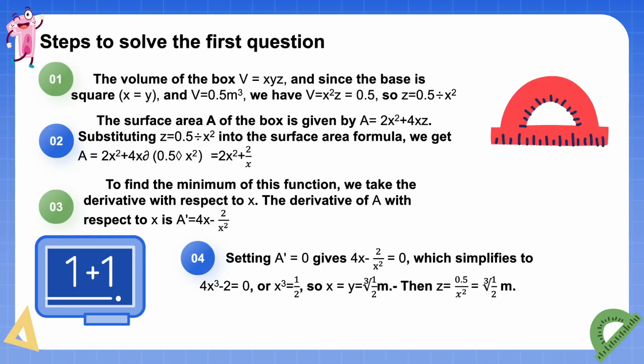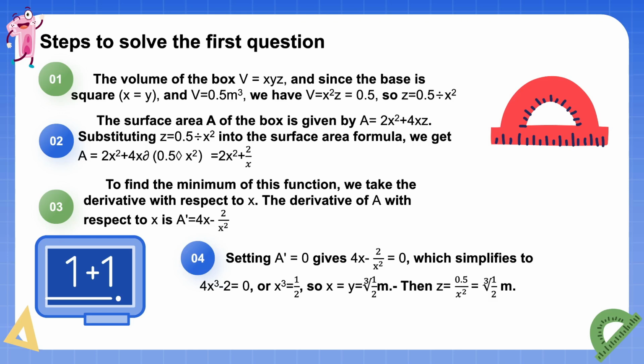Okay, so the steps to solve the first equation. First, we're given that the volume of the box V is calculated as V equals x times y times z. Since the base of the box is square, we know that x equals y. Also, the volume is provided as V equals 0.5 meter cubed. By substituting x squared times z equals 0.5, we solve for z, giving z equals 0.5 over x squared.